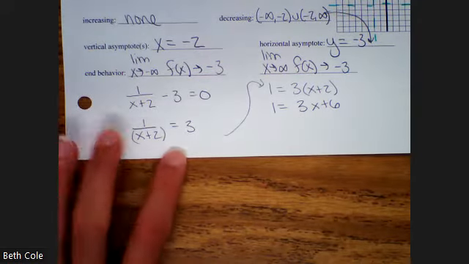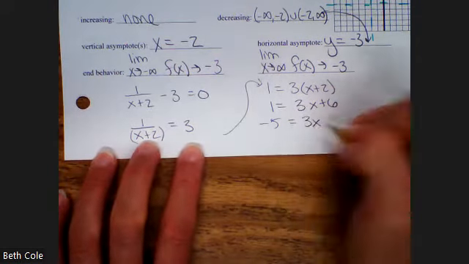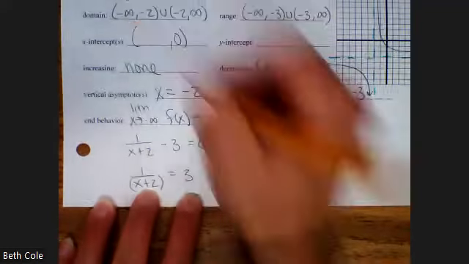And then, see, do you feel like you're almost home at this point? You're like, oh, I can get it. -5 equals 3x. -5/3.